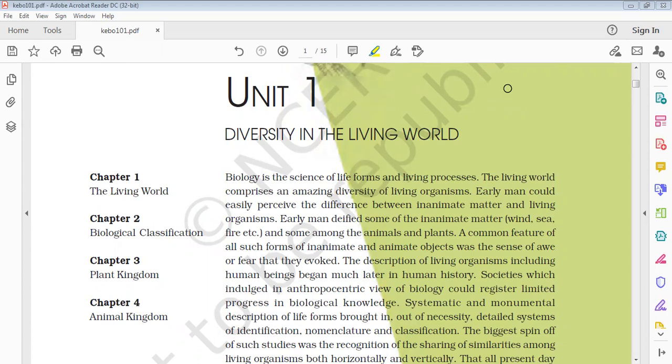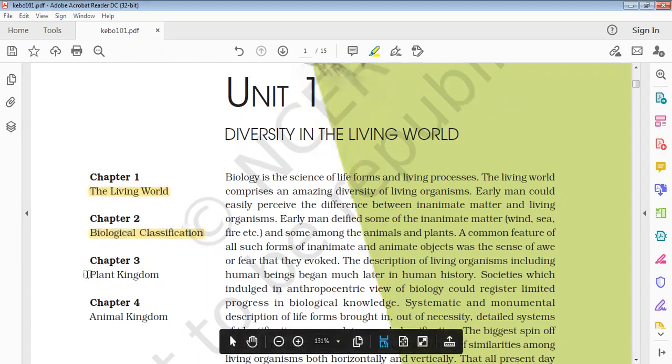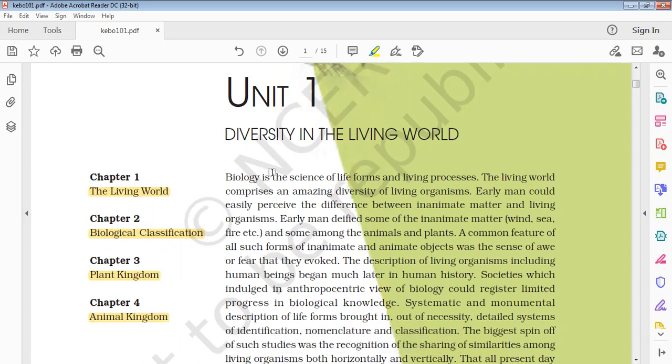Today we are going to discuss the NCERT 11th Biology Unit 1, that is Diversity in the Living World. In this unit we have four chapters: Chapter 1, The Living World, Chapter 2, Biological Classification, Chapter 3, Plant Kingdom, and Chapter 4, Animal Kingdom. These are the four major chapters included in Unit 1. Today we will be discussing Chapter 1, The Living World, in detail. So let's move on to that.